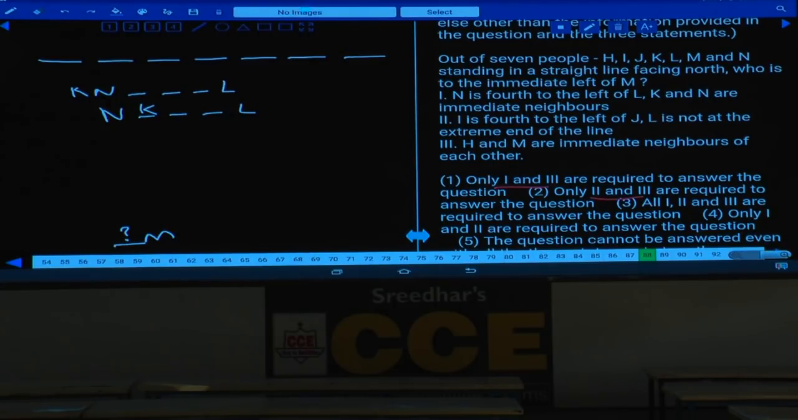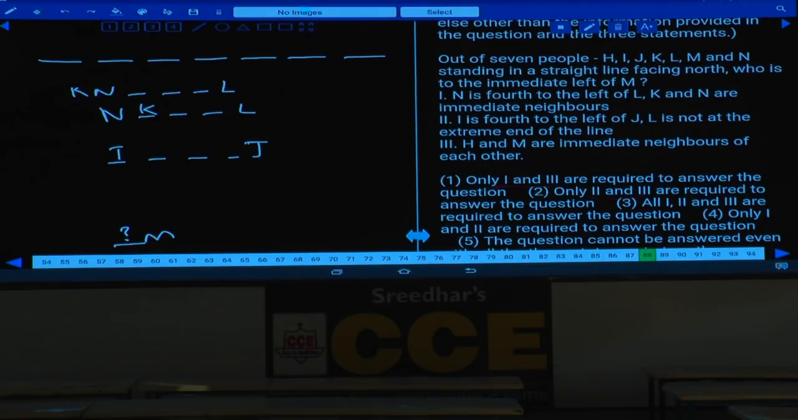Now in choice 2 and 3, I is 4 to the left of J. I is what? 1, 2, 3 and 4 to the left of J. I is 4 to the left of J. L is not at the extreme end of the line. Then condition number 3, H and M are immediate neighbors. Here also there is no information regarding all the people, hence this also cannot be identified.